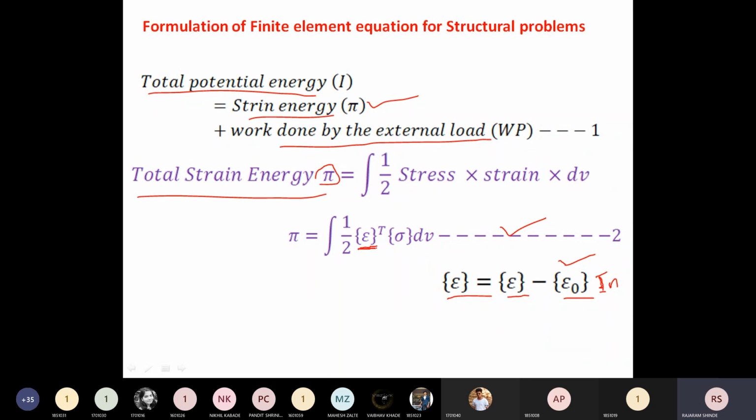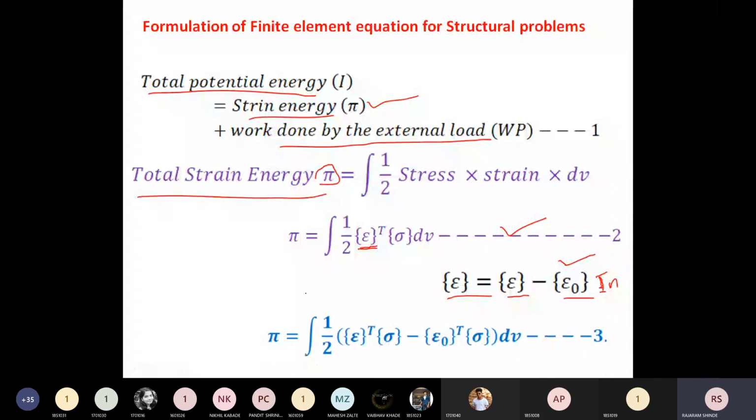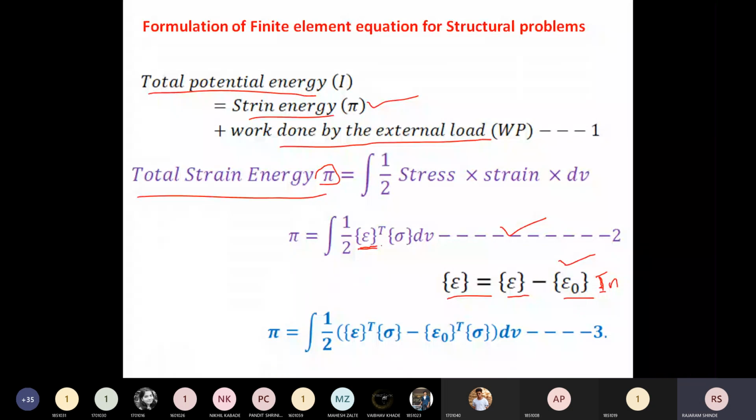Now this I will replace by this equation. Okay. Now I will get here phi is equal to half of strain transpose sigma. Strain transpose means this strain I am going to replace by this one. Okay. Now first term is strain transpose and second term is epsilon 0 and multiplying term is sigma. Okay. So this equation is formed in this form. Okay, or it will take this form.